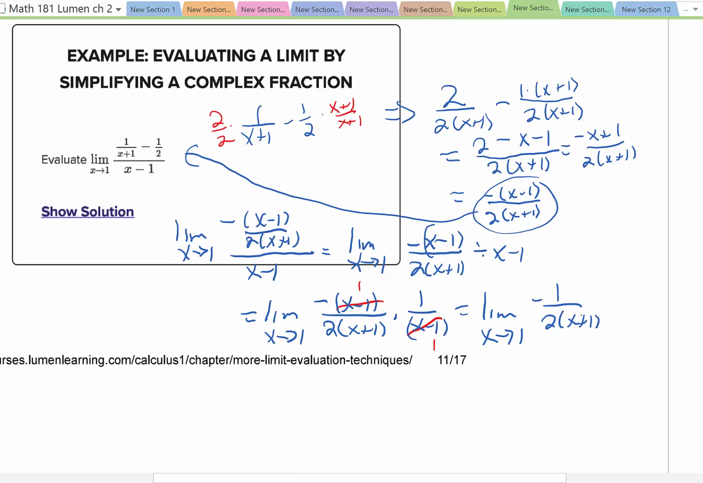And now I could plug in that 1 for the limit and see what happens. I'm going to end up with negative 1 over 2 times 1 plus 1. So it's negative 1/4. That's not so bad. Kind of a fun process there. So feel free to pause if you need more time.